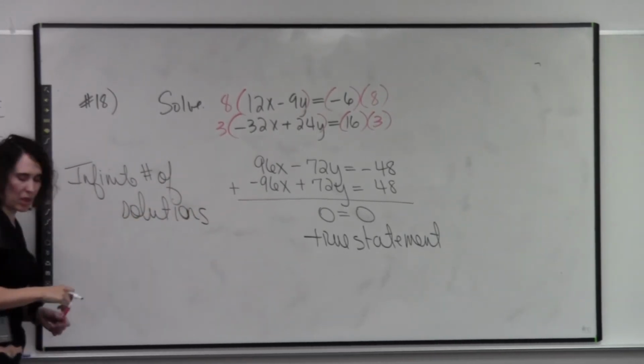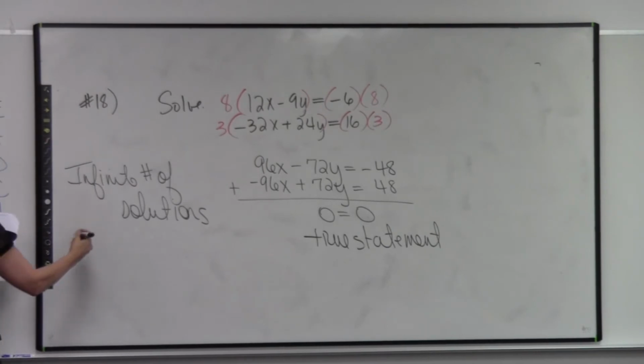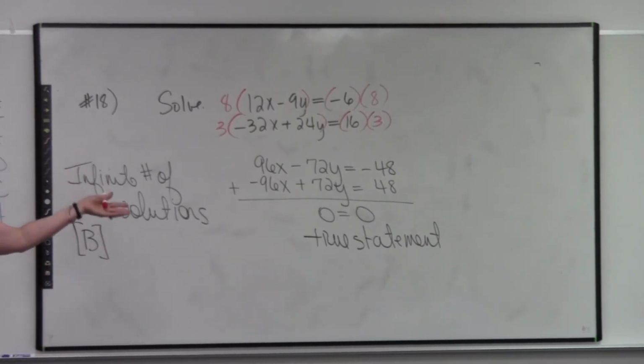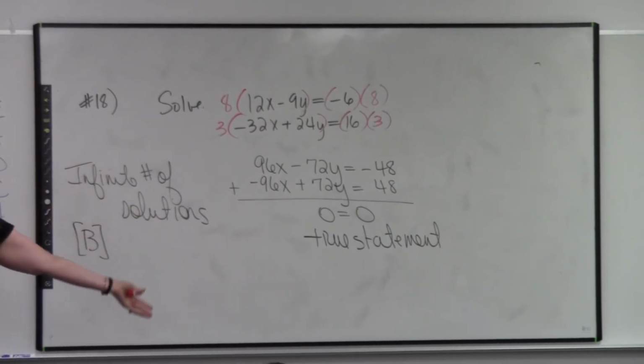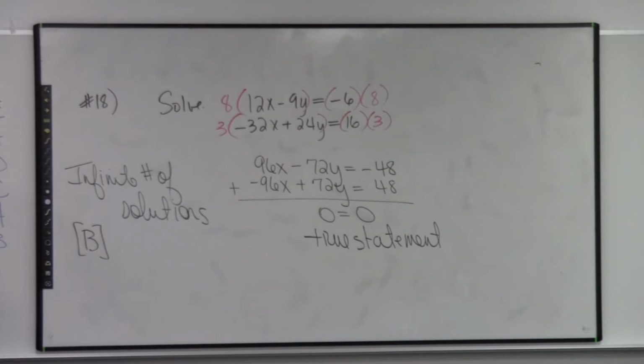Notice they use the terminology that the lines coincide as well. Notice they grouped it together. So we should be picking B. Meaning if you were graphing those lines, even though they're not asking you to graph them, they would be the same line. They'd be on top of one another. Infinite number of solutions. So B for 18. Any questions on that? Need to clarify?